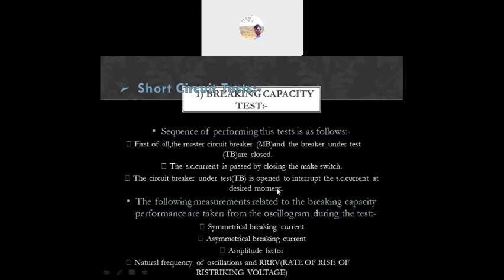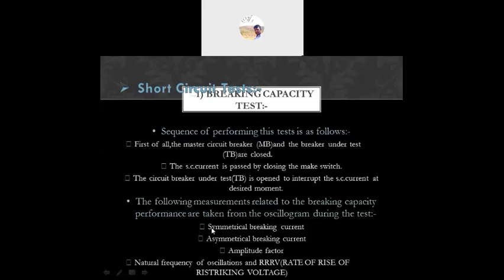So the circuit breaker under this test is opened, and it interrupts the short circuit current at the desired amount. That is how much current will flow through it, and whether it will break the circuit or not, that will be known in this type of short circuit test.